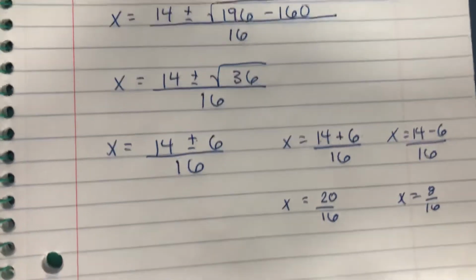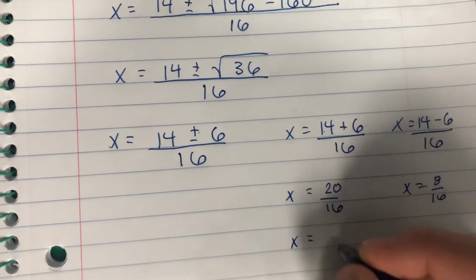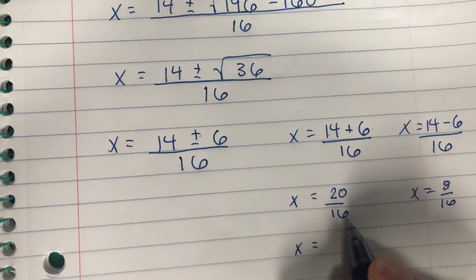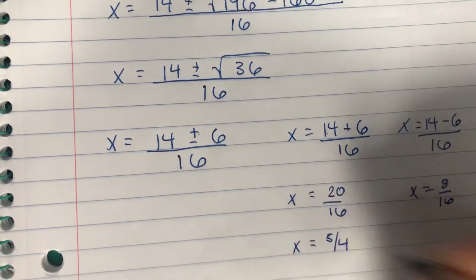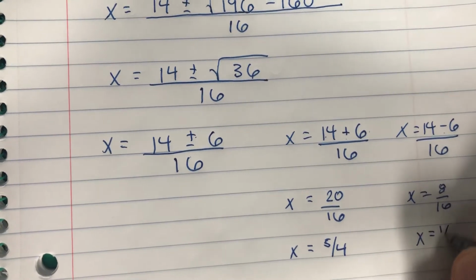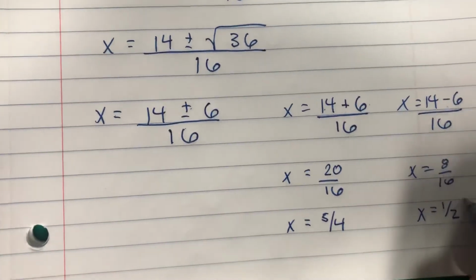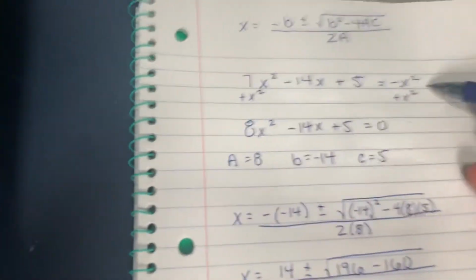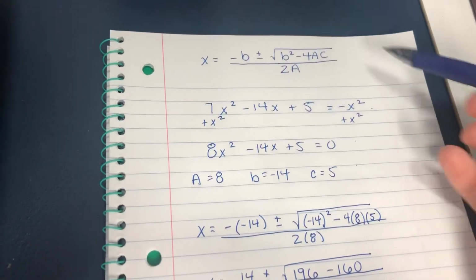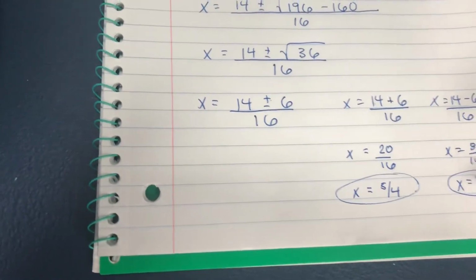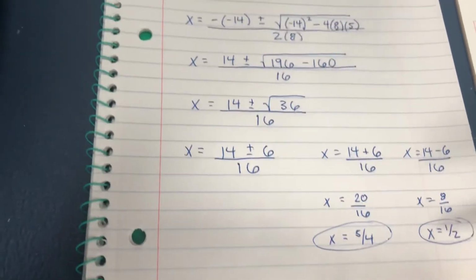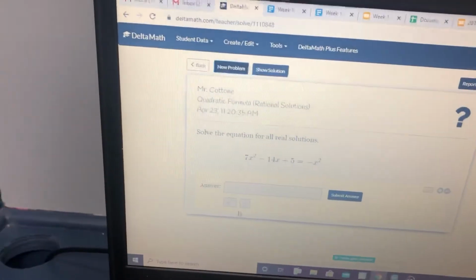I can reduce those fractions. The one on the left, 2 goes into both of those numbers, but so does 4. So I'll divide them both by 4. That becomes 5/4. And the other one becomes 1/2 because 8 goes into both of those numbers. So these are the two solutions that when I plug them back into the original equation, make a true statement. The quadratic formula allowed me to find those by doing some pretty basic arithmetic operations after plugging in a, b, and c. We'll come back over here and we'll type in our answers.